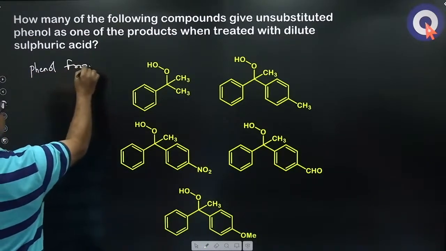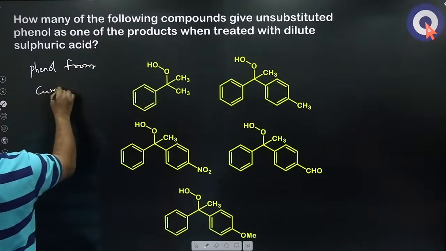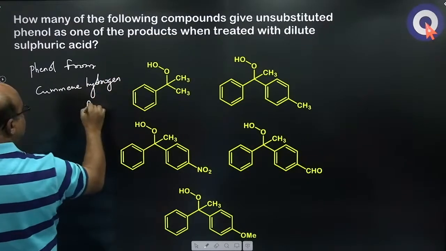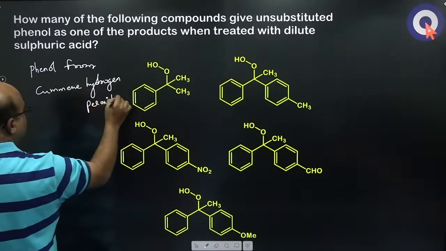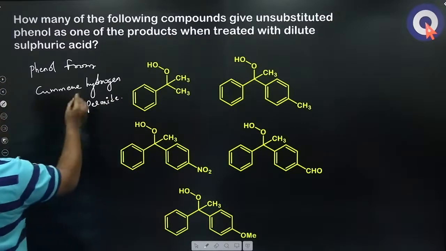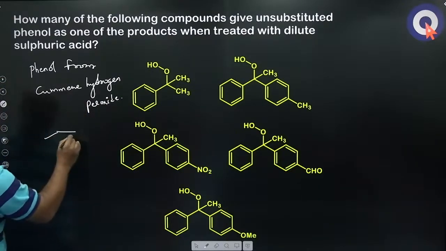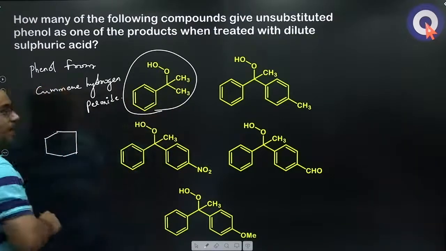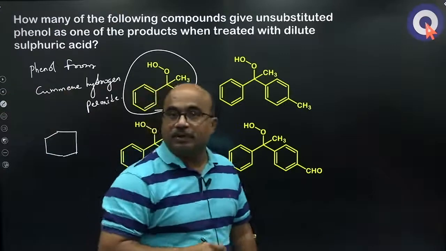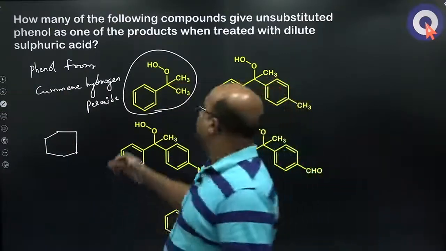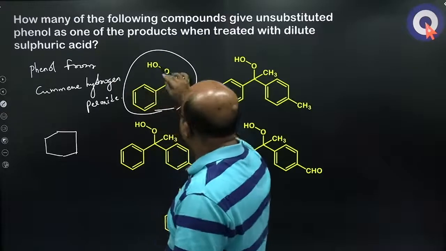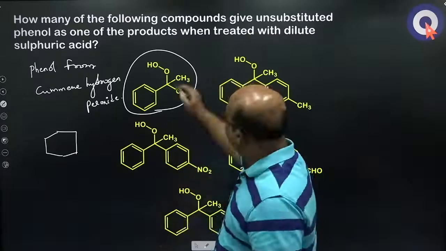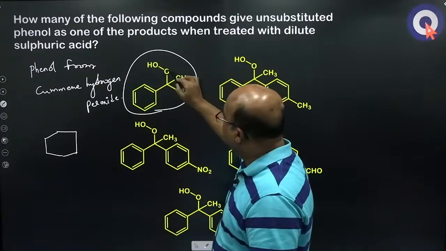from cumene hydroperoxide. Cumene means isopropylbenzene, so we have it like this. This is the cumene hydroperoxide. In this, what will happen? Again, this is treated in the presence of acid. This OH group becomes protonated and becomes a good leaving group. When it leaves, this oxygen gets a positive charge.